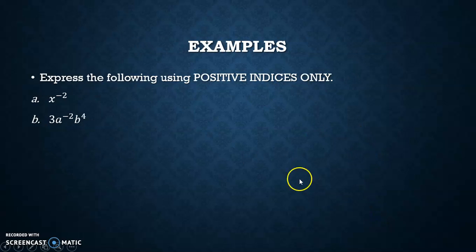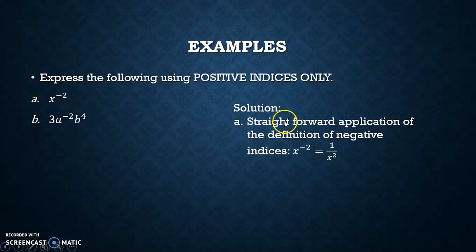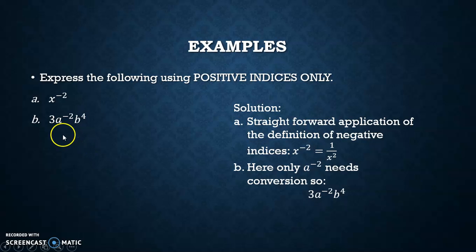So, examples. Let's express the following expressions using positive indices only. That's x to the power of negative 2. A straightforward application of the definition of negative indices gives 1 over x squared. For b, a to the power of negative 2 is the only one that needs to be flipped. So it equals 3b to the power of 4 divided by a squared.